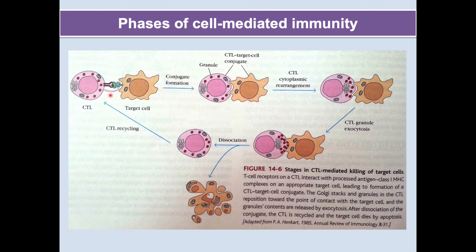So the first one, when the CTL engages with the target cell. The target cell has been infected, for example, by a virus. The viral DNA has been digested, and the small digested fragments will be presented on the surface, and the CTL recognizes it. Okay, when the CTL recognizes it, both of them will be conjugated. Conjugate means they respond to each other.